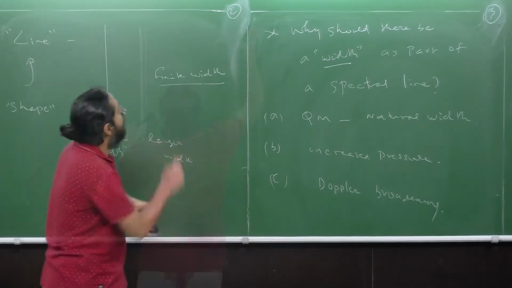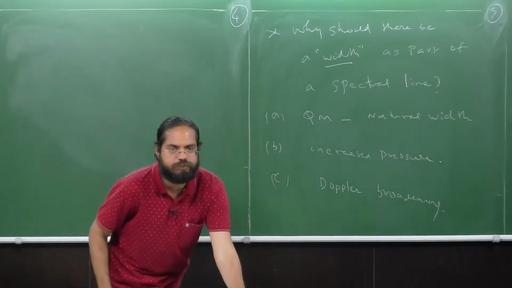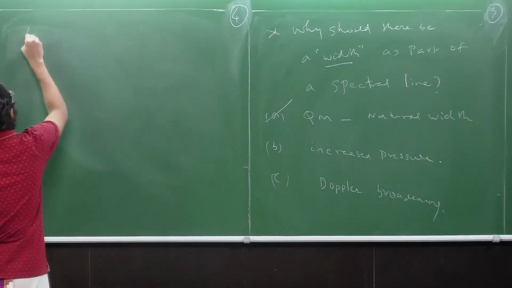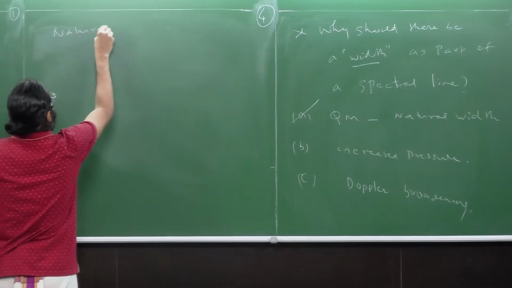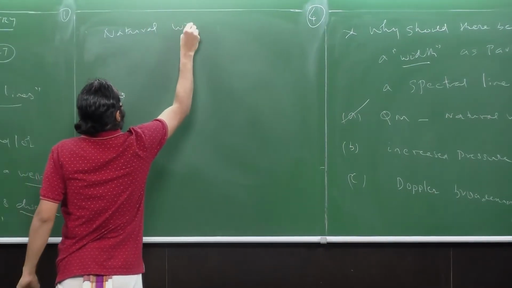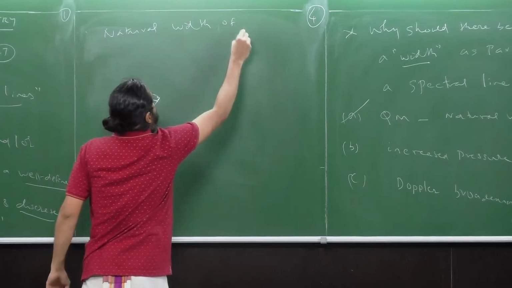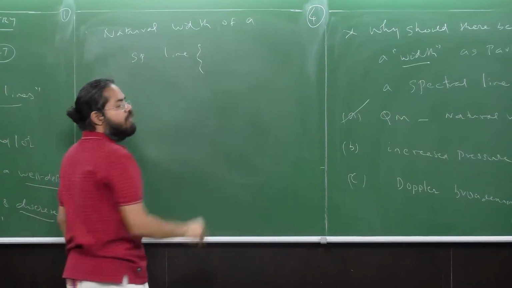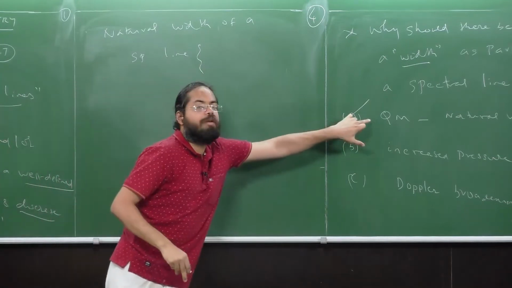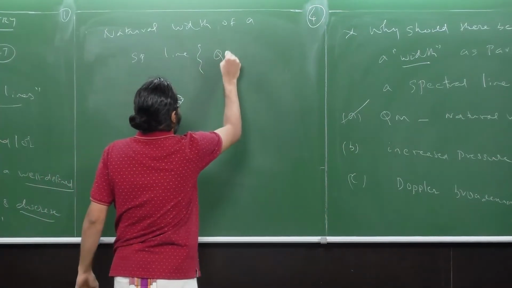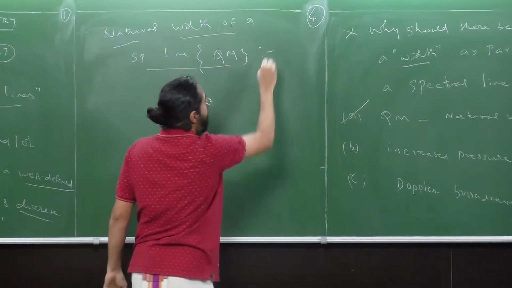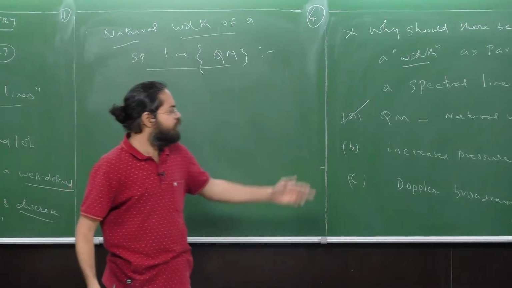All right? And I'll talk about the natural width of a spectral line. This is point number one. So the natural width of a spectral line, which arises as a result of quantum mechanics. Now, what do I mean by this? Why should this arise, and why is it important?